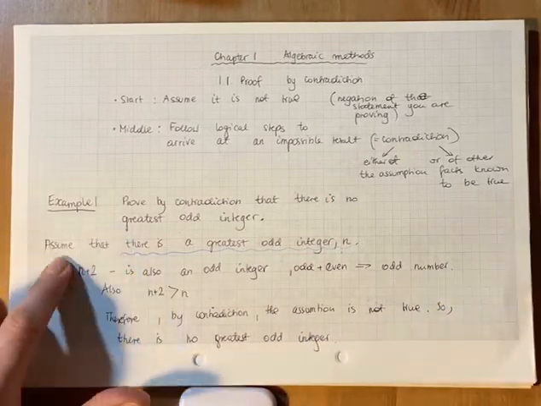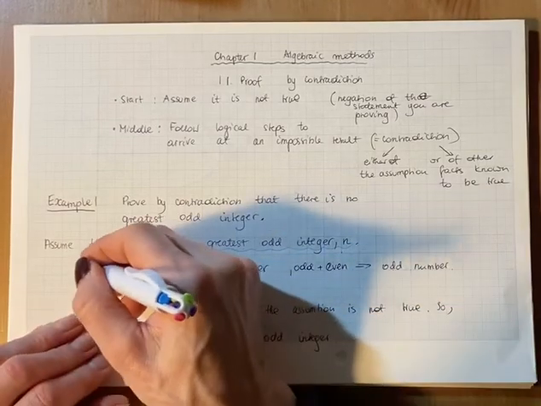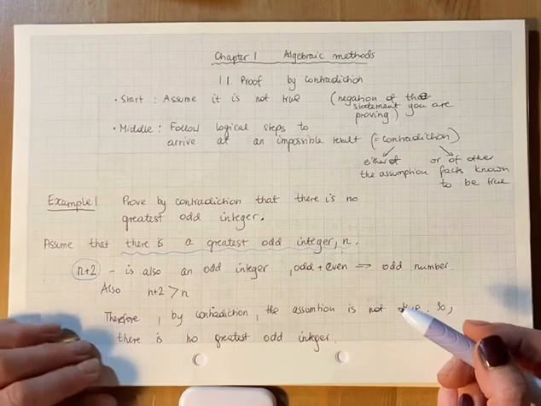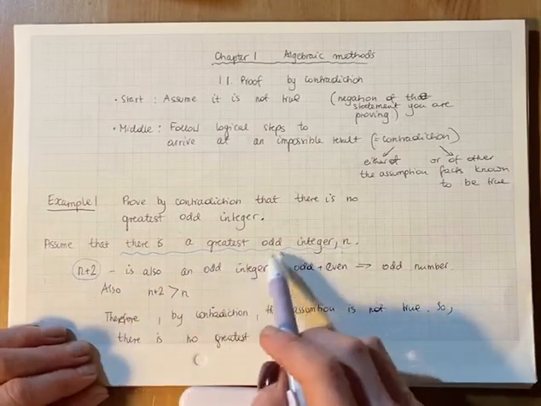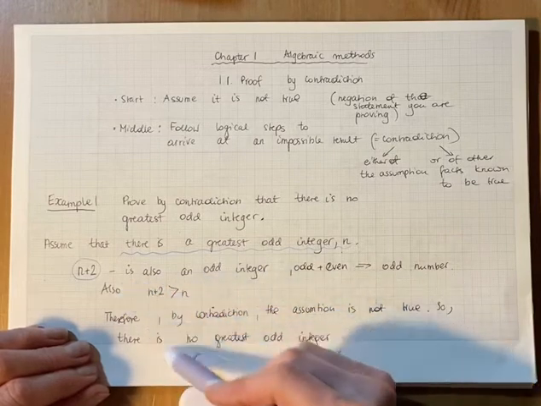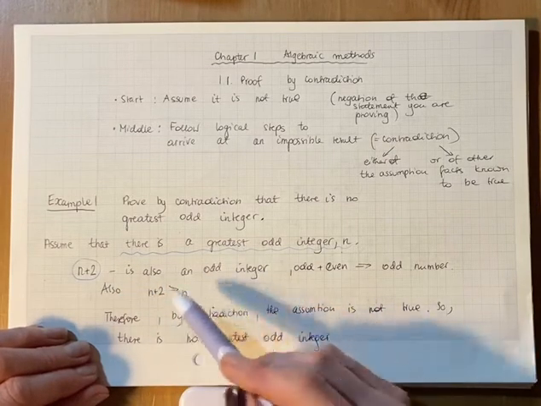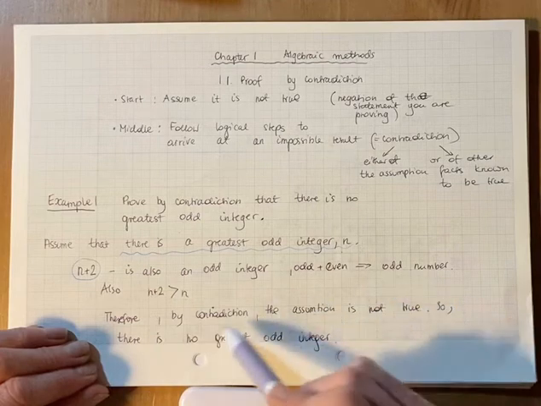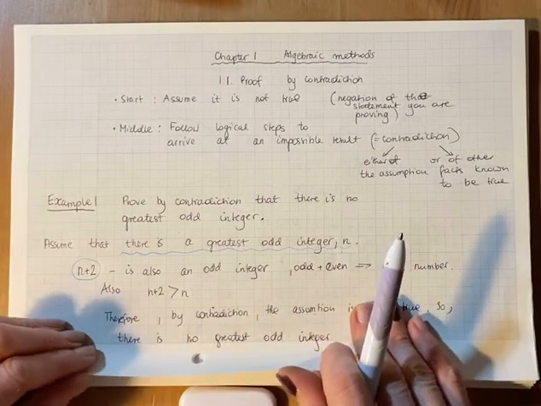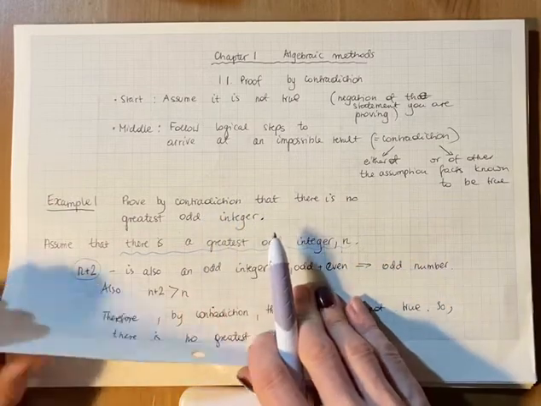So I've got an assumption. We are going to consider an integer that's also odd, that's greater than n. You could have used n plus 4 if you wanted to. It's definitely bigger than n, and it's definitely an odd number. Therefore, by contradiction, we have proven that there is no greatest odd integer.